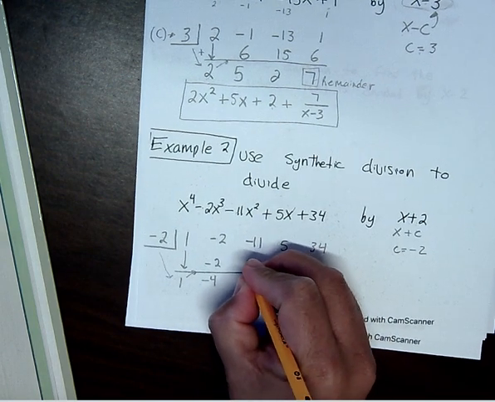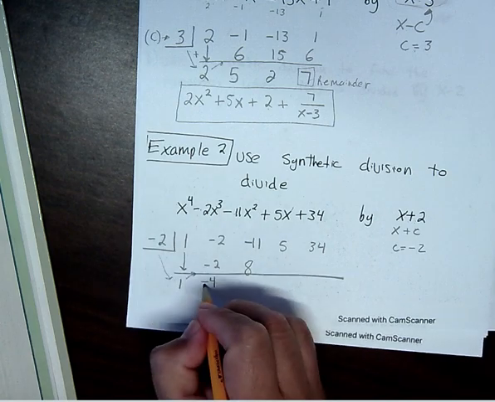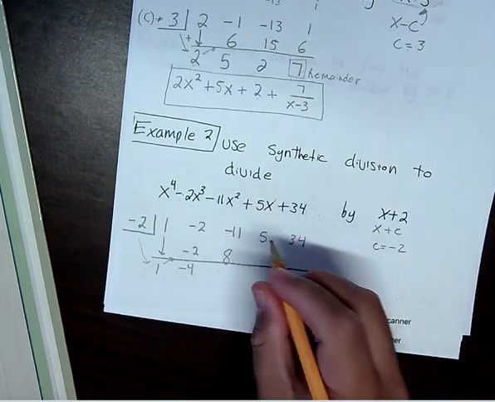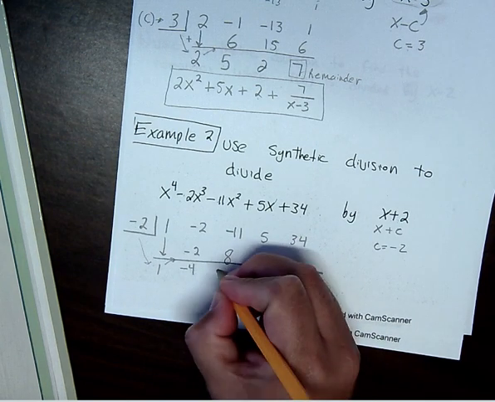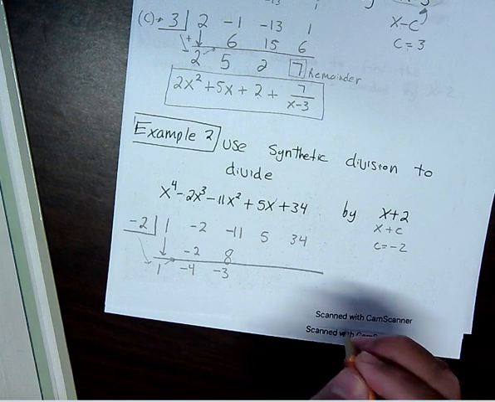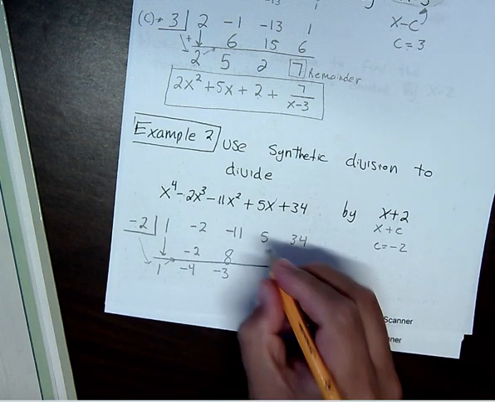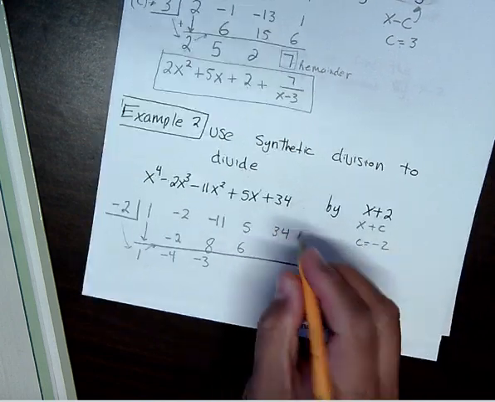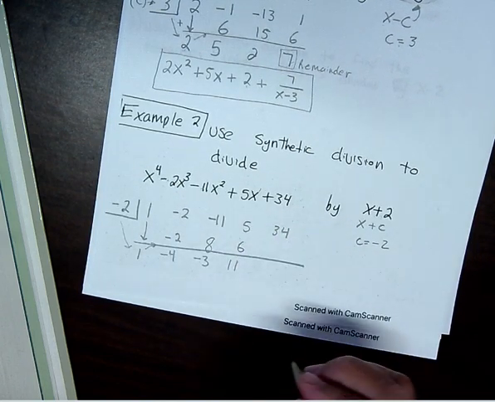+8. You still have to apply the rules of mathematics, right? Negative times a negative, positive. And then add -11 plus 8 would give you -3. And then again, -2 times -3 would be +6. And then 5 plus 6 would be 11, positive.